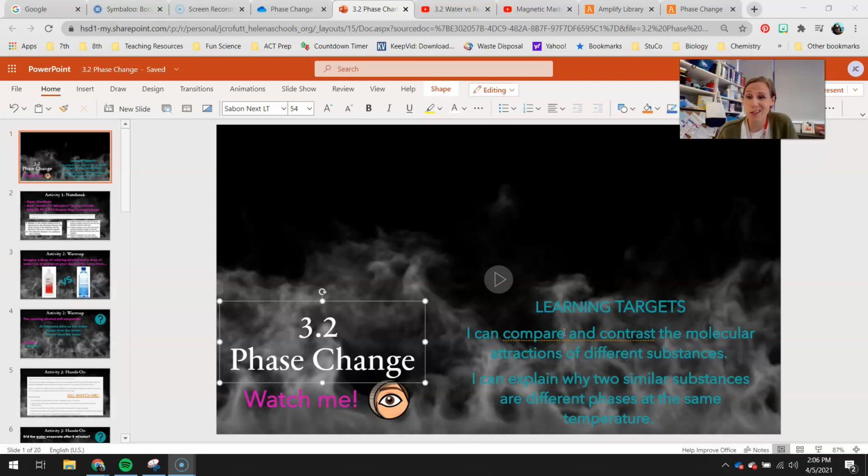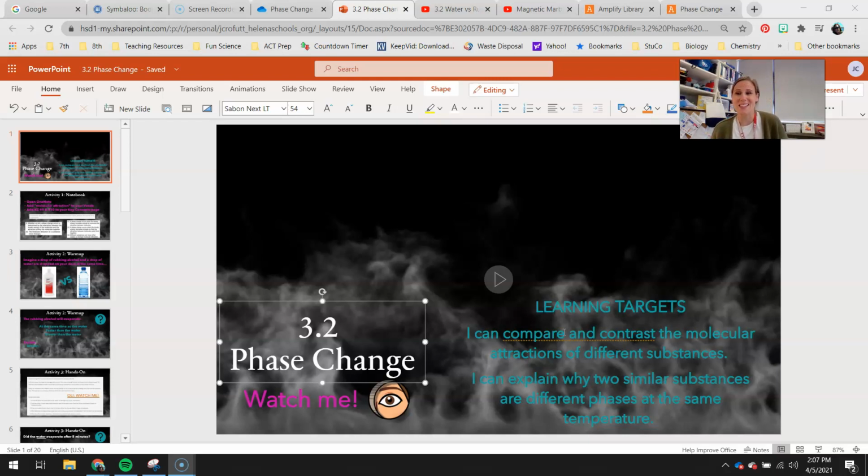So if you think back to last week and lesson 2.2, we had a little video that we watched that talked about oil and butter. At the same temperature, they are two different phases, but really they're very similar. They're both fats, they're both oils, however you want to look at it. So why are they two different phases?